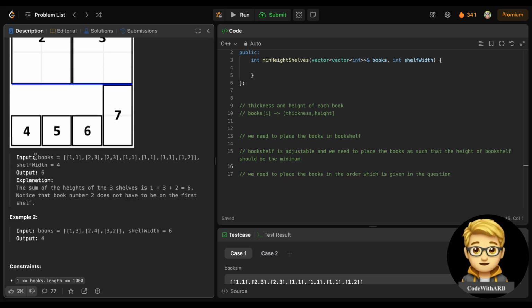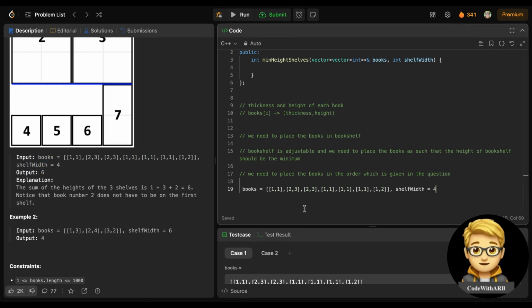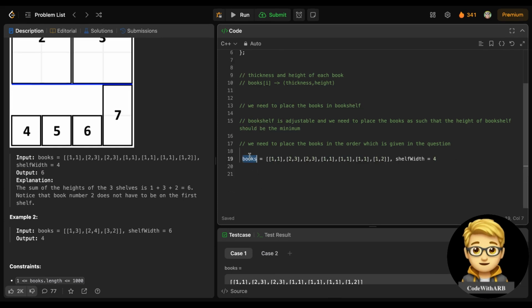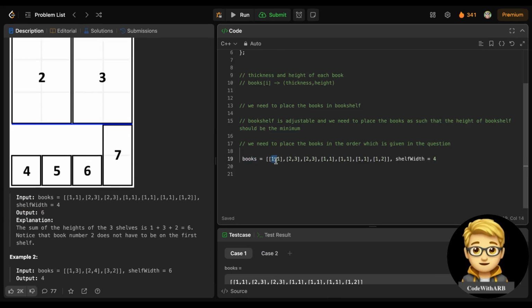So if we see the first example here, the books are given, the first value is thickness and the second is height. And the shelf width is 4. So one thing is given: the shelf width is the width of the bookshelf, and how many books can be placed in one row is determined by this shelf width. So how many possibilities can there be?